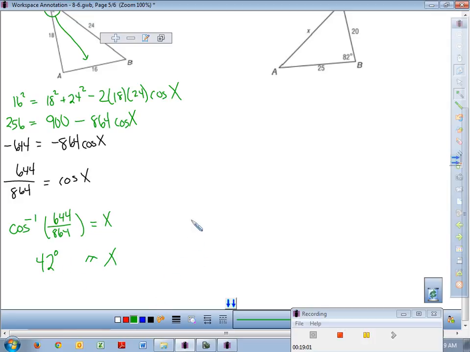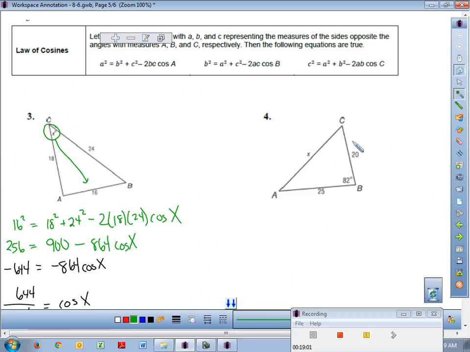So let's see if we can get the last one set up. Again, they're giving us more than one side, right? So it's the law of cosines. But we do know the angle measure. We're missing x, so that's one of these where it's x squared equals 25 squared plus 20 squared minus 2 times 25 times 20 times the cosine of 82. Notice that x squared is all by itself.